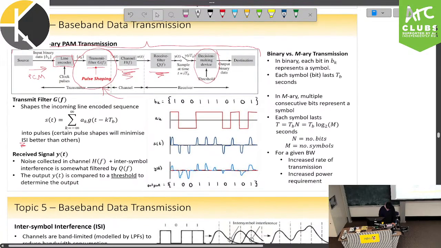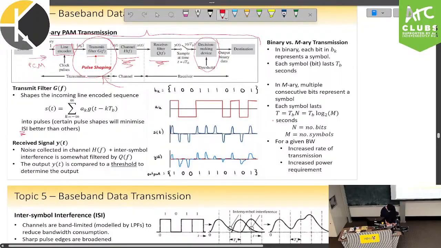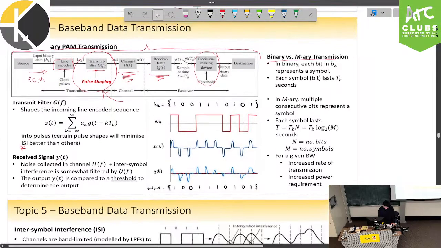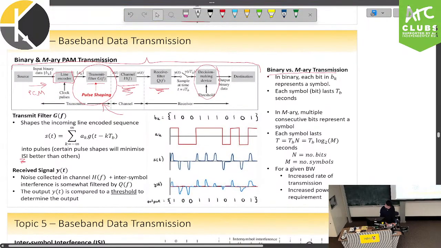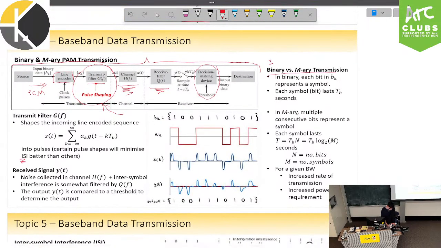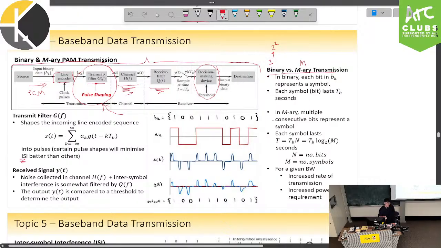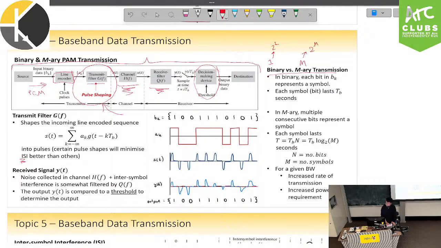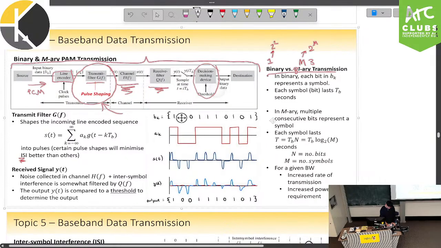And then last thing on this slide, binary versus M-ary. This is a new term that we've come across. Binary is transmitting using 1 bit, so there we have 2 to the 1 levels. M-ary, we have m bits, so then we have 2 to the m levels. For example, if we have 8-ary, then we would have 3 bits. Whereas binary is 2 levels, so we have 1 bit.